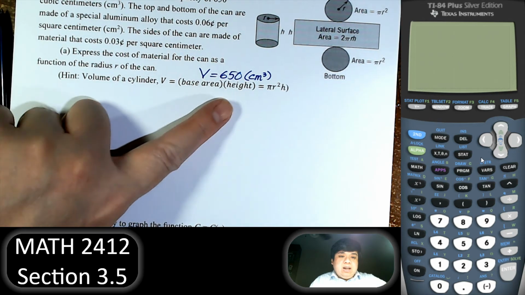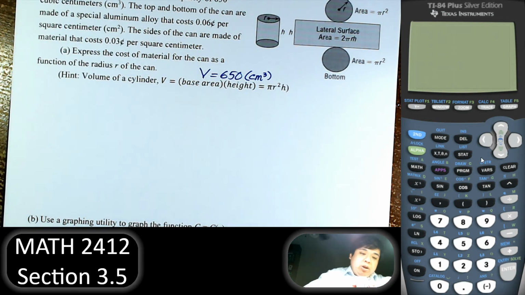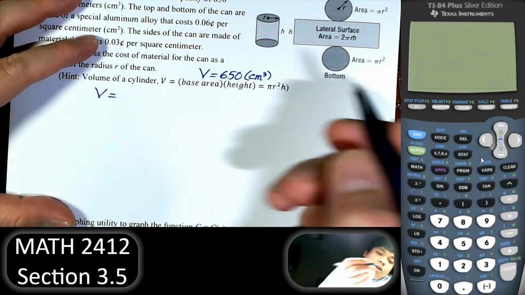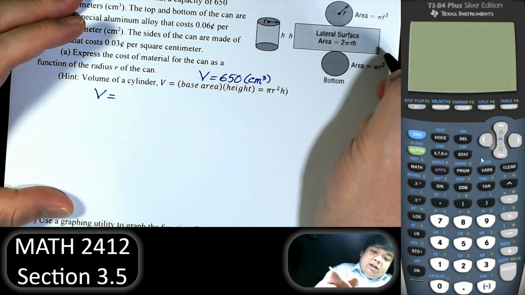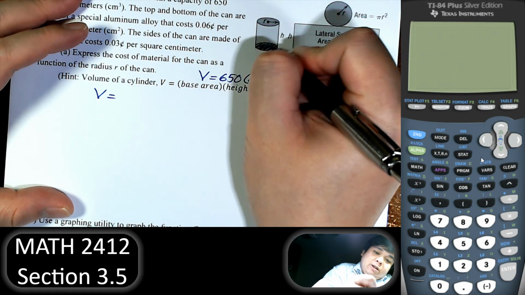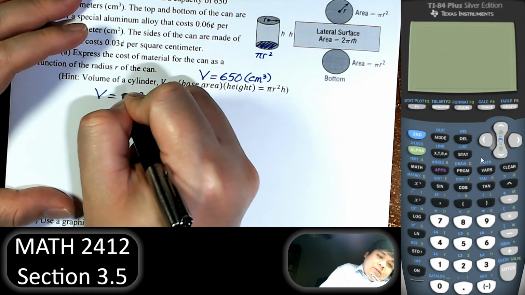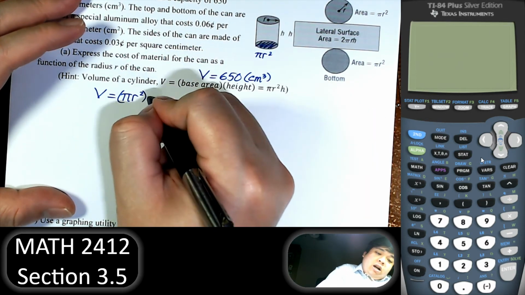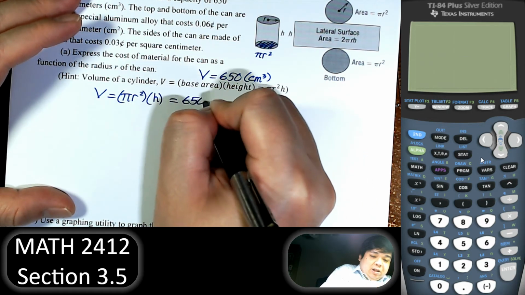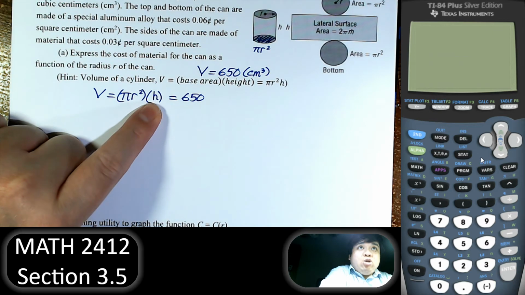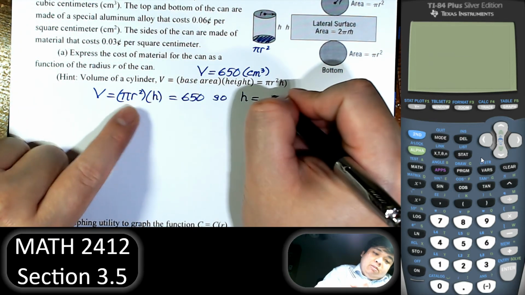So the volume of the can is this. Right? So first we start with the volume, which is equal to 650. This is the base area, pi r squared. Base area times the height, which we don't know, equals 650. That's what we have for the volume. So here we can solve for h. Divide by pi r squared.